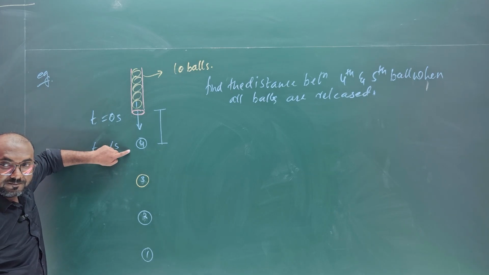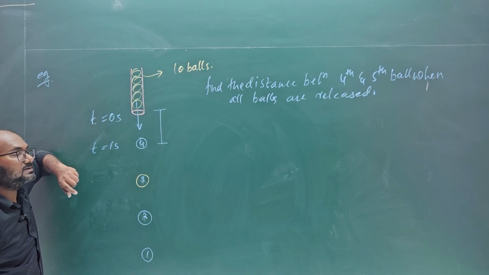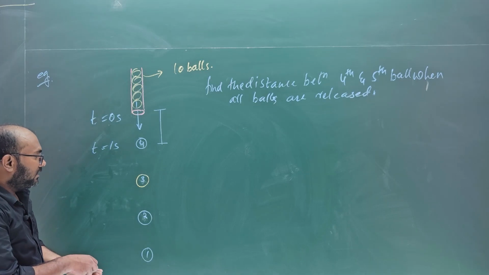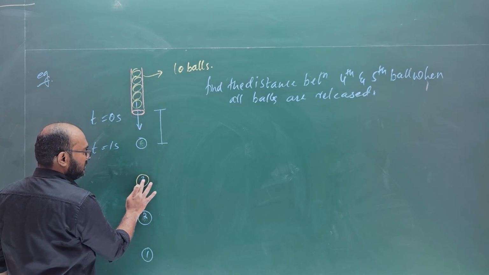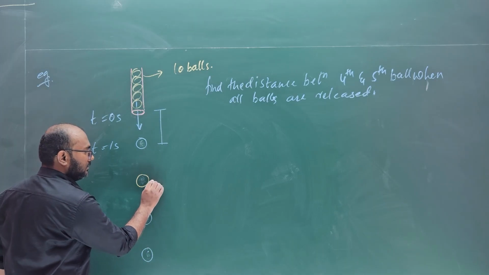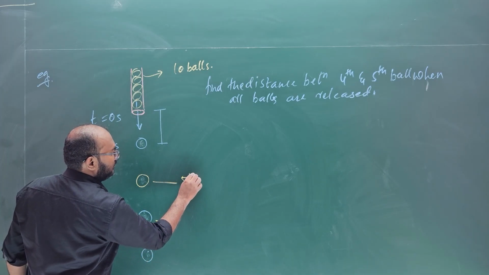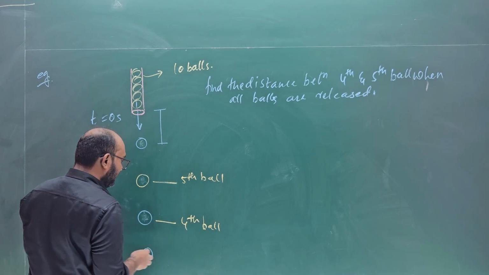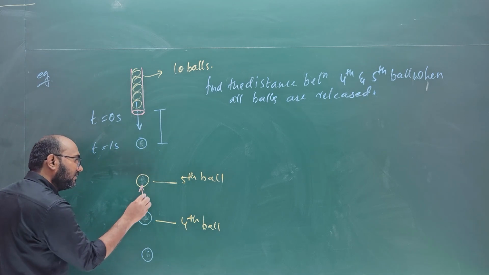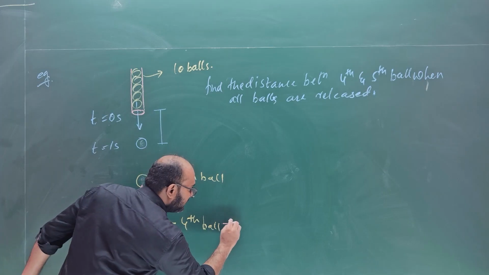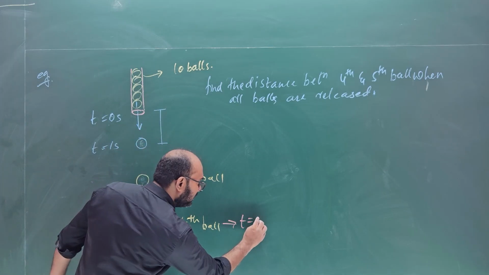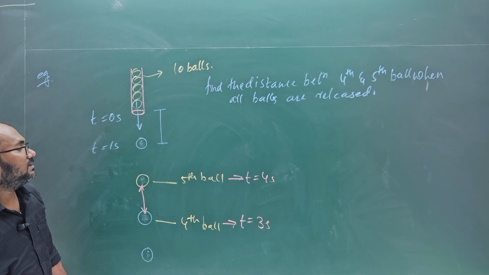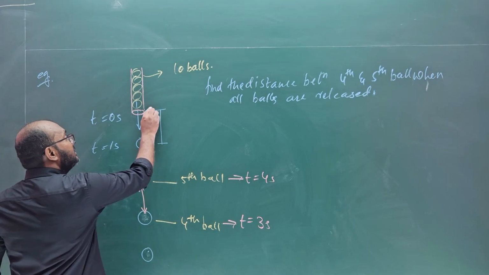Fourth ball will be released at t equals how much? 3 seconds, yes. And fifth ball, t equals 4 seconds, yes. Consider this is your fifth ball and this is your fourth ball. They are asking this distance between the balls. This ball is released at t equals how many seconds? 3 seconds. This ball is released at t equals how much? 4 seconds. So how much is the distance if dropped or released is used?